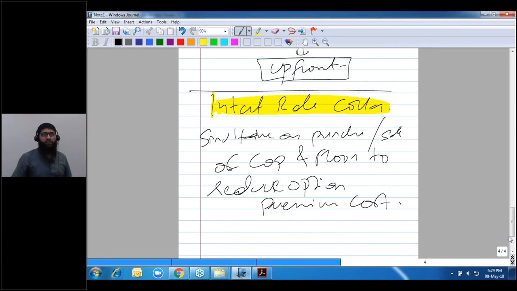Well, no, swap is very different. I'm just going to explain it. Don't worry. So what's an interest rate collar? An interest rate collar is an approach in which you simultaneously buy and sell an interest rate option in order to reduce the option premium cost.